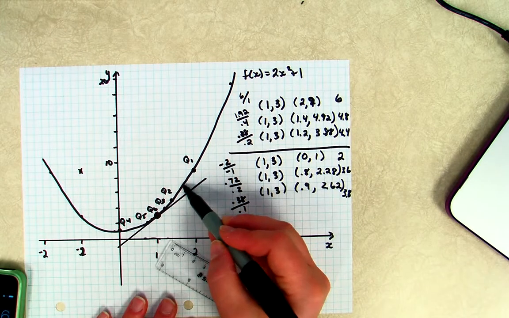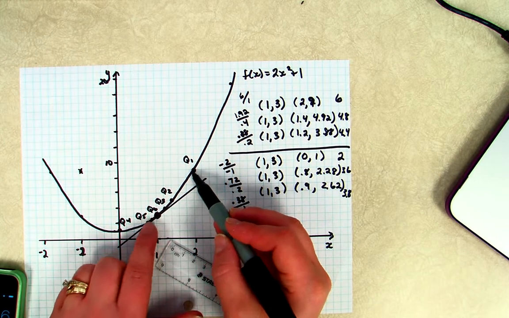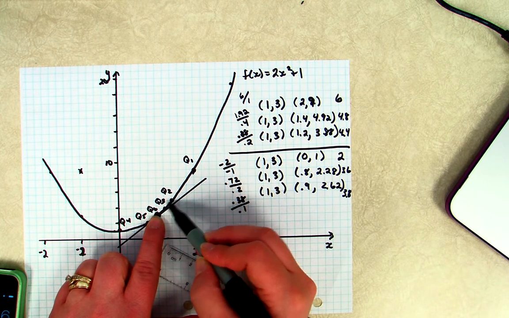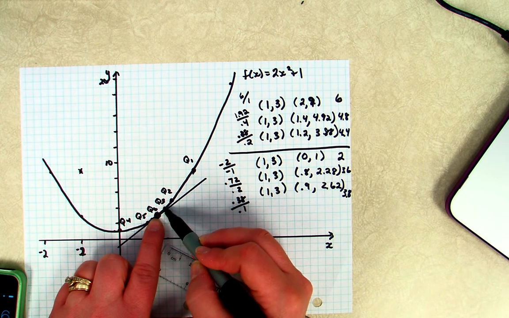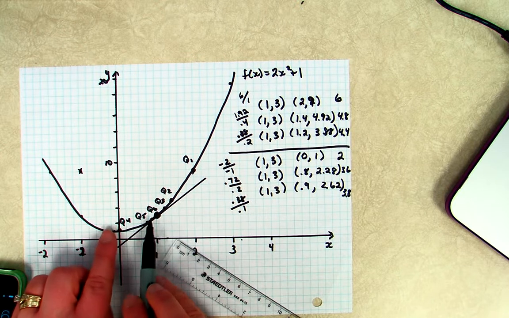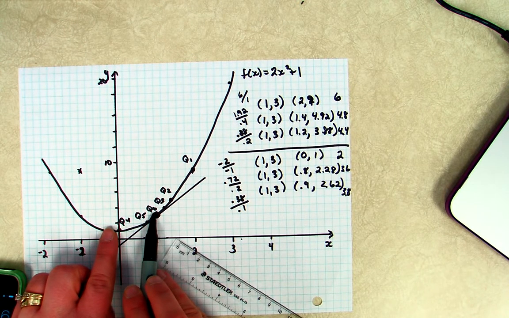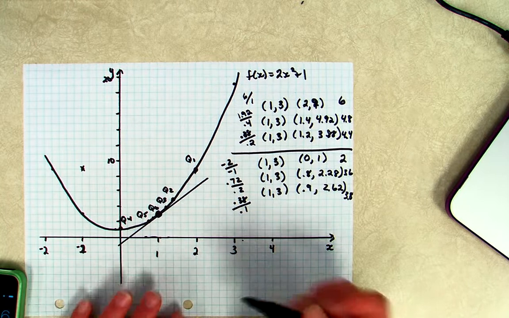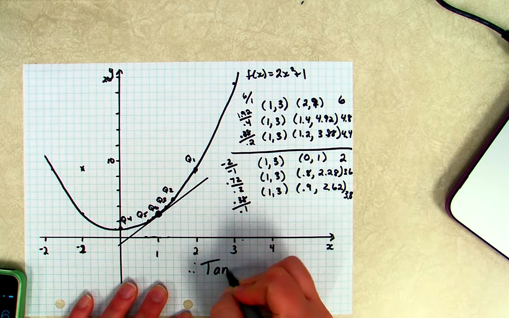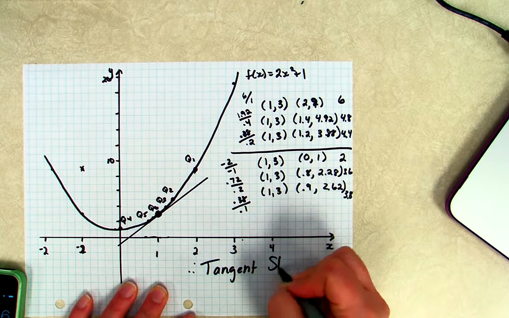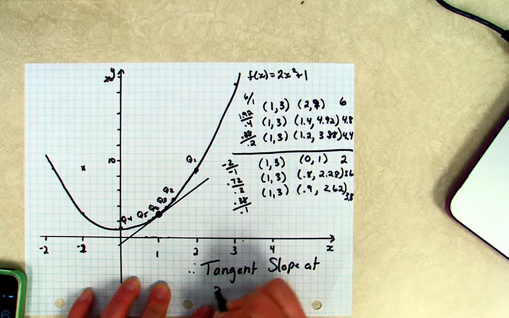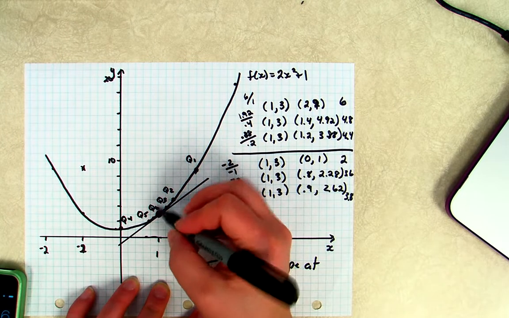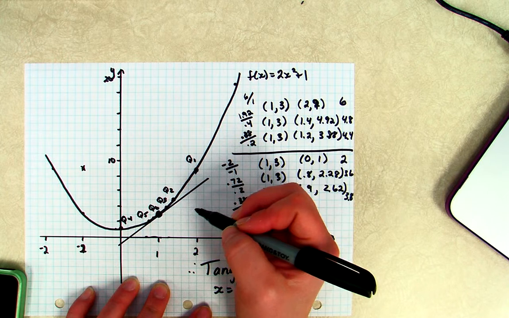So as I get closer this way, my slopes go from 6 between these 2 points to 4.8 between those 2 points, and then 4.4. If I approach this way, my first secant slope would be 2, then it'd be 3.6, and then it'd be 3.8. So I'm fairly confident saying the tangent slope at x equal to 1 is 4. So the slope of this line would be approximately 4 over 1.